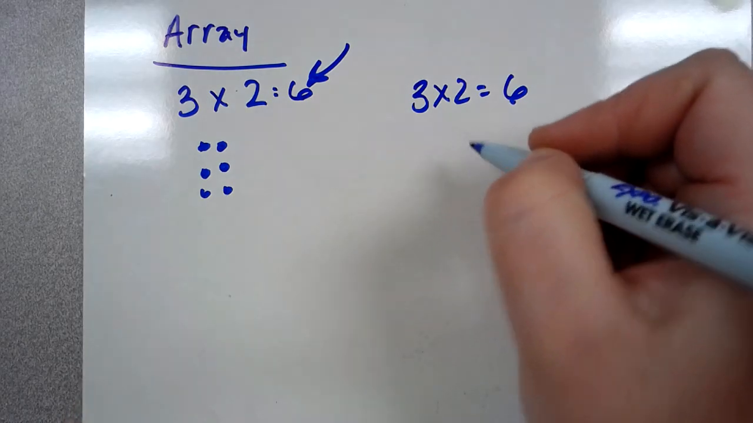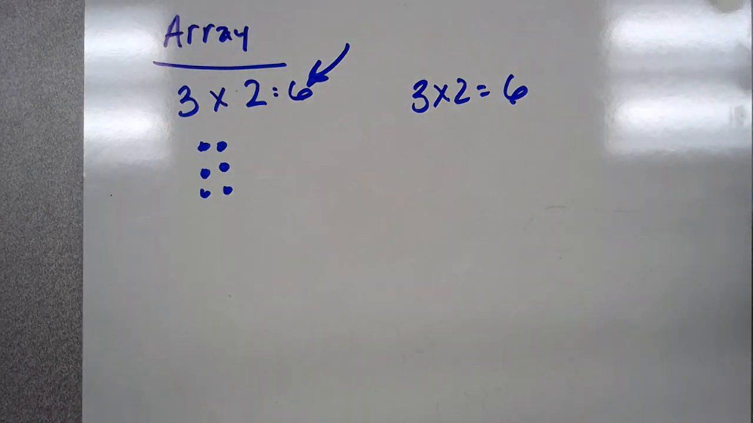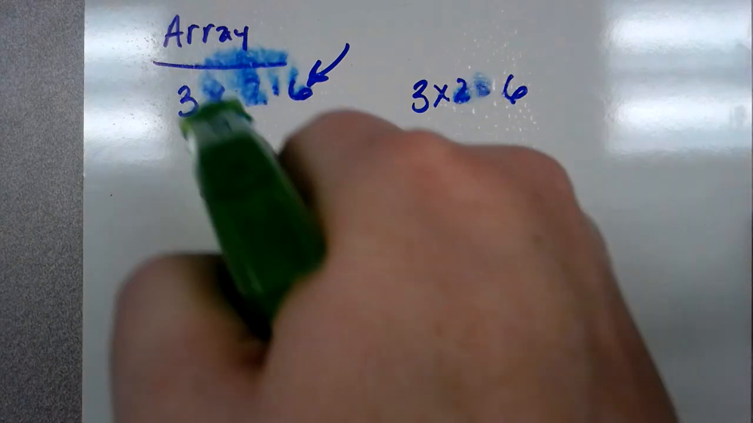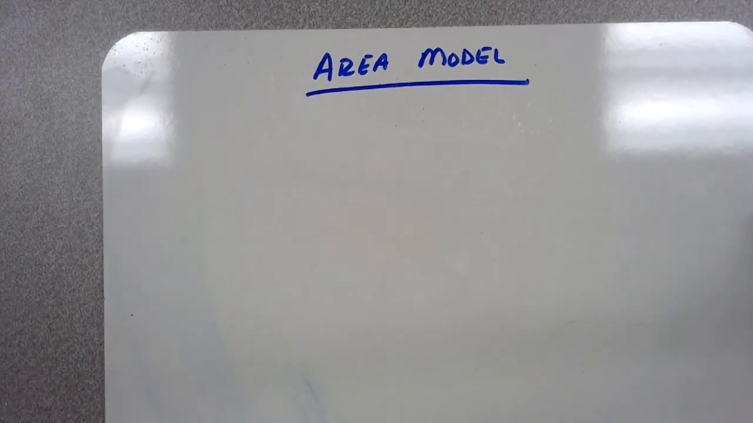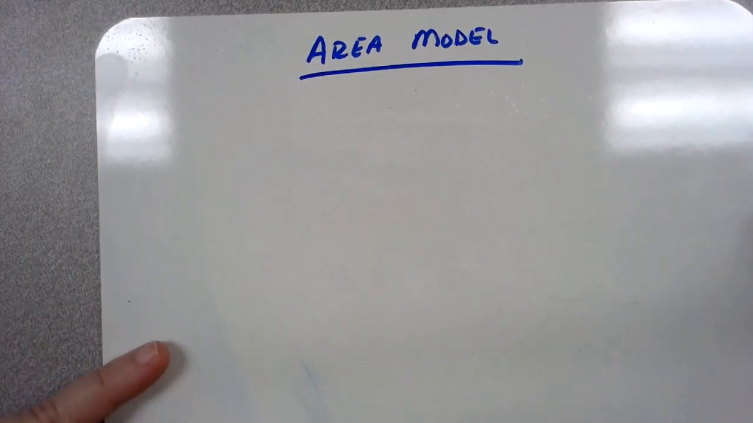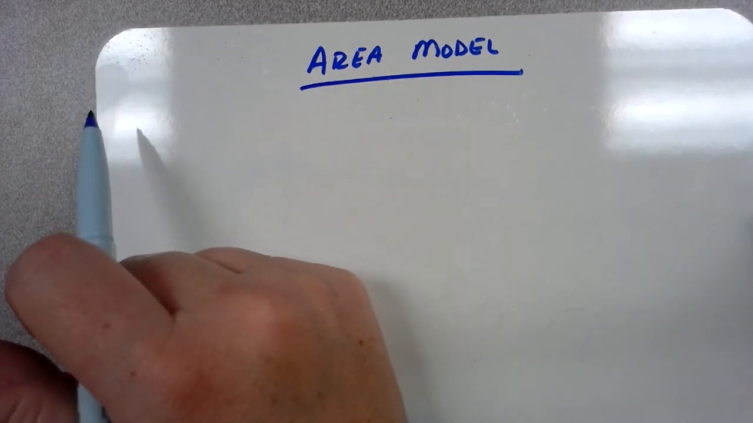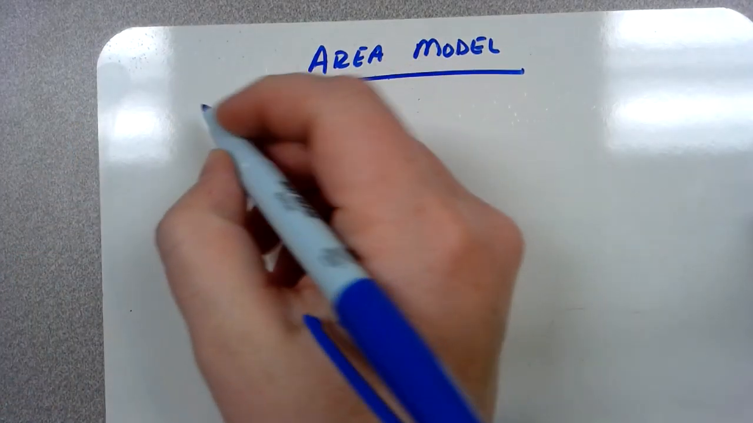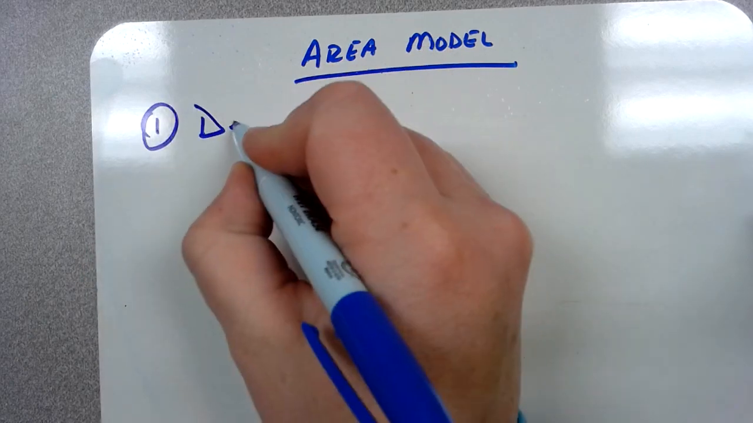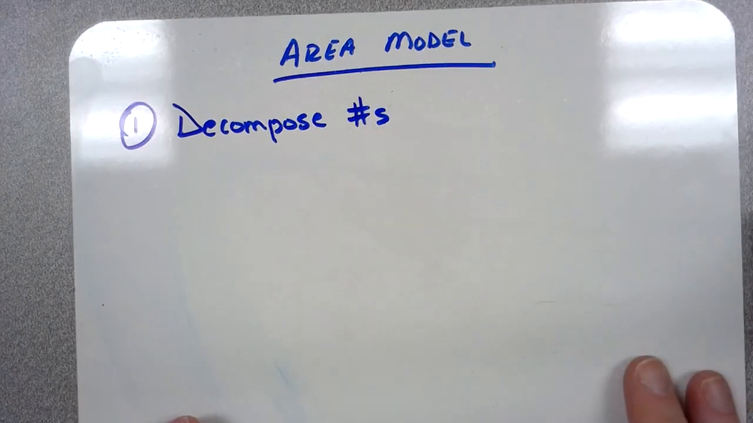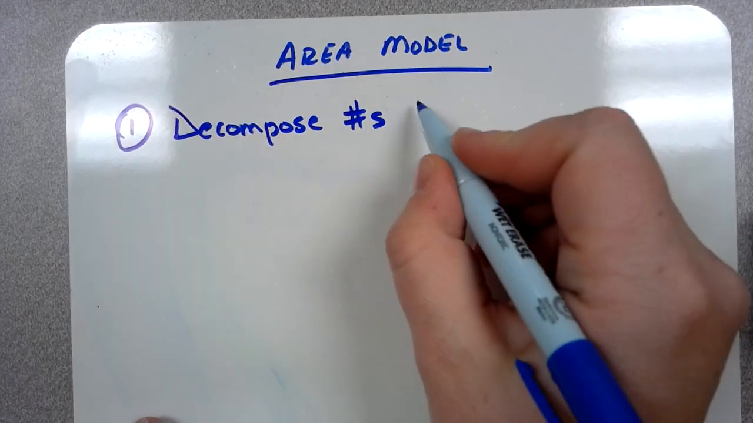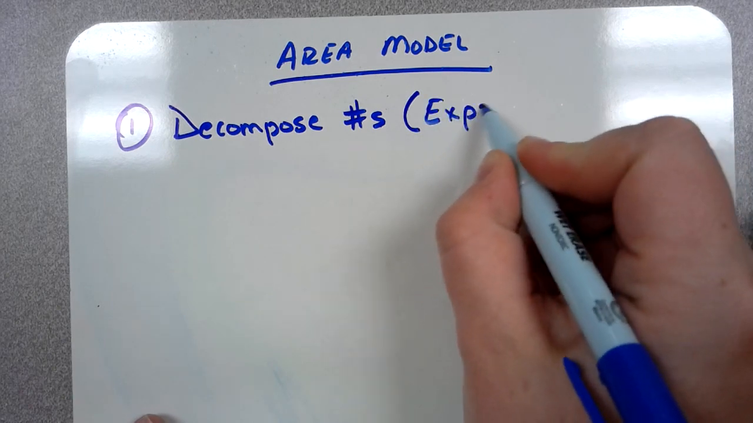But today, what we're going to learn about, and where's my rag? Today, we are going to talk about another method and another tool in our belt, so to say, of what area model is. Now, the first thing you need to know about area model is that it's a multi-step problem. The first thing we have to do is we have to decompose our numbers. And what decompose means is we are rewriting them in the expanded form.